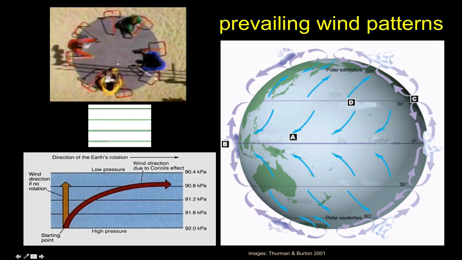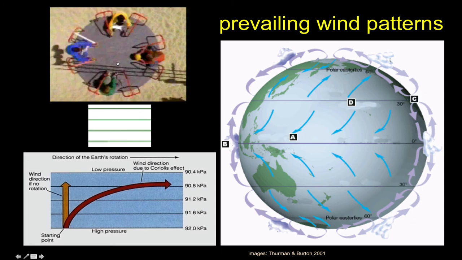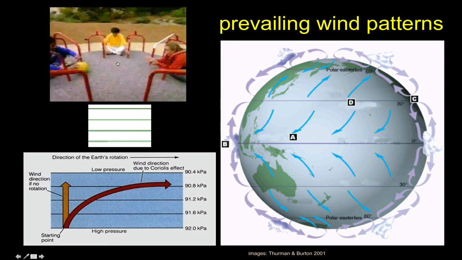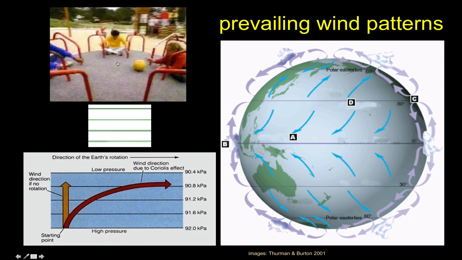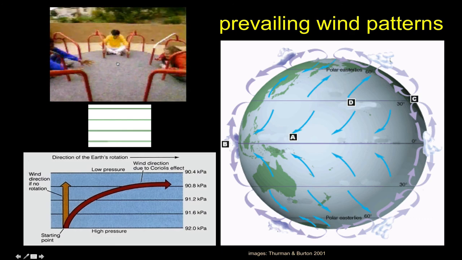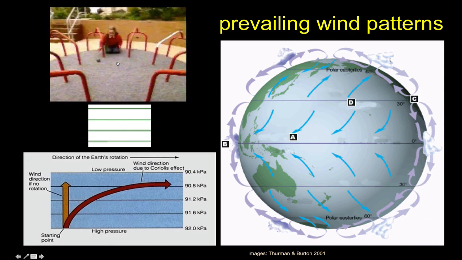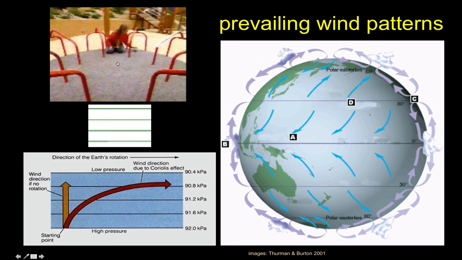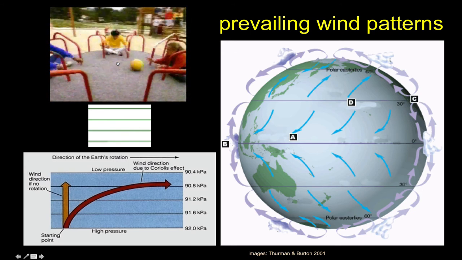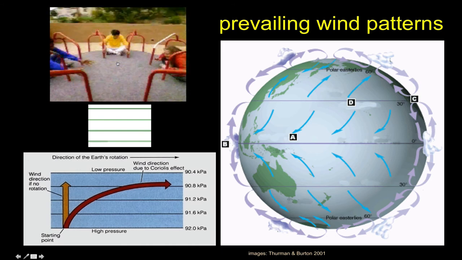To an observer above the merry-go-round, the path of the ball appears straight, while to someone sitting on it, the ball appears to curve to the left. This exemplifies the Coriolis force, whereby, to an observer on the rotating Earth, the path of an object appears to be deflected, and this is a result of the Earth's rotation. Does that make sense? Let's watch that again.